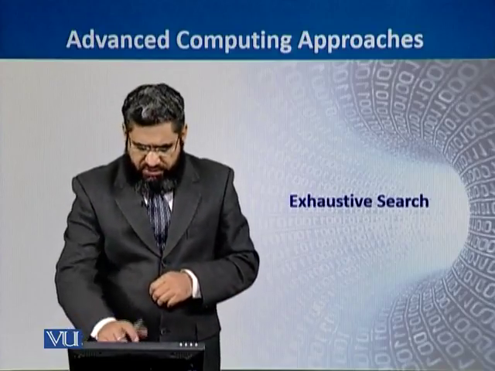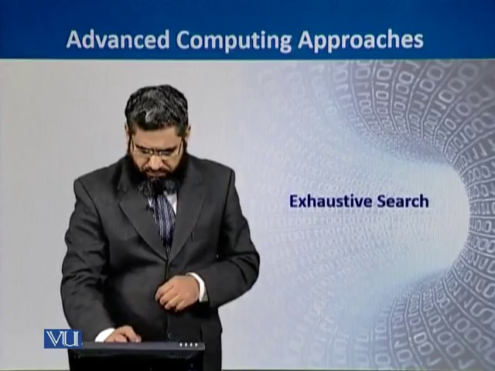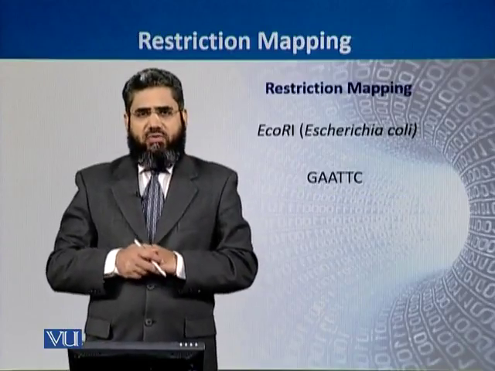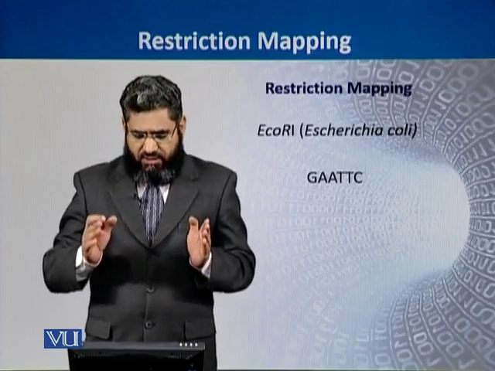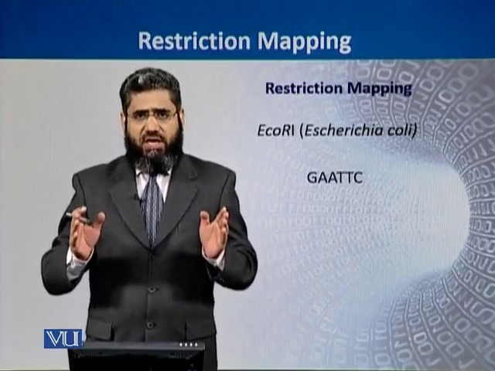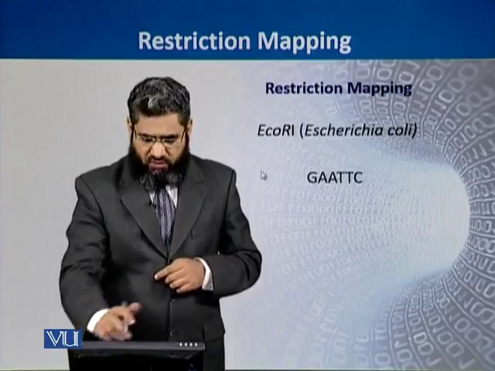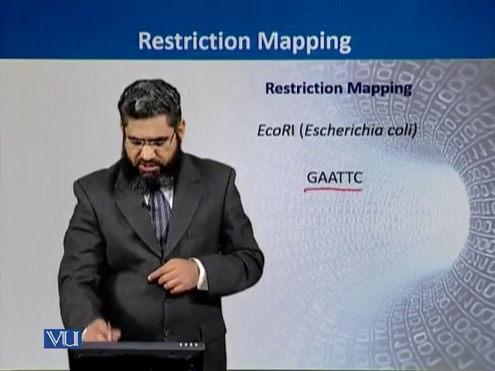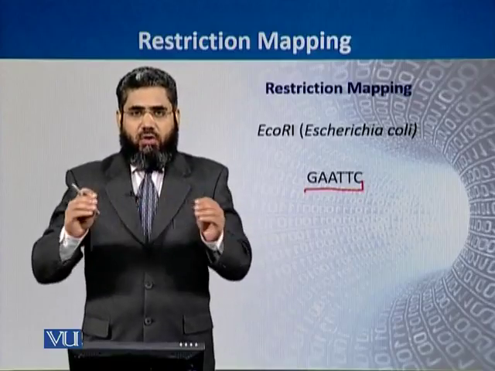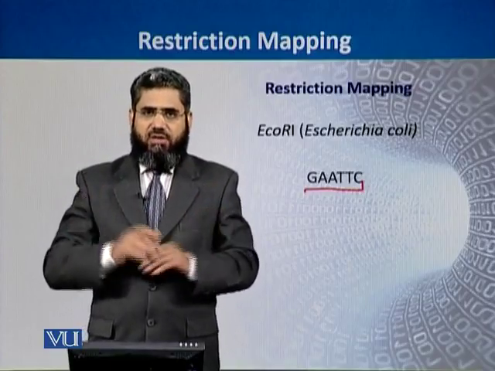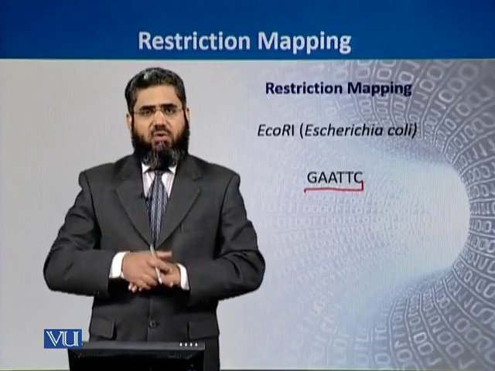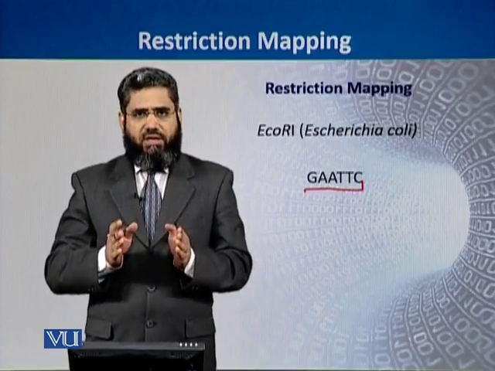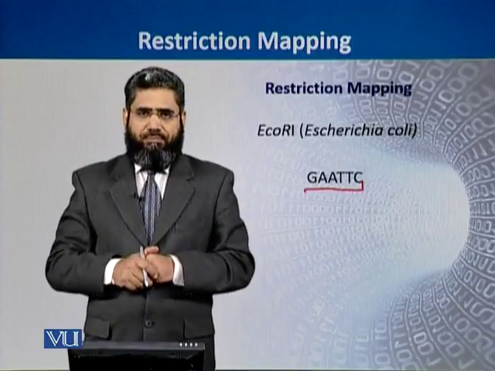For example, we can see here one of the restriction enzymes is EcoR1, and it breaks the DNA at a very specific location. Whenever GAATTC nucleotides will appear in the DNA, that EcoR1 enzyme will cut that DNA from this location.